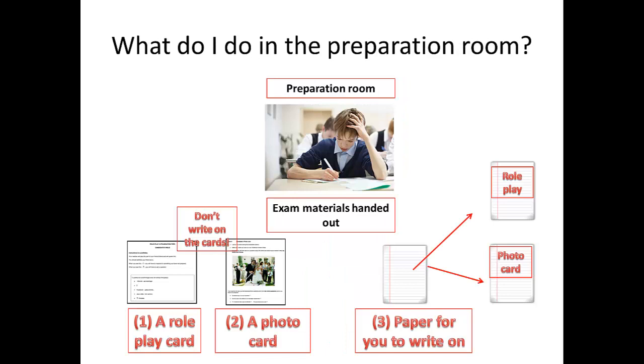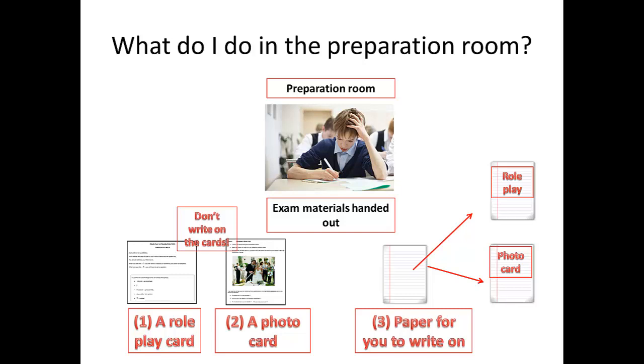In the preparation room, there may be other students there as well, but obviously you'll not be able to communicate with each other. An invigilator will give you 2 stimulus cards, and each has 2 sides. Firstly, a role play card, that'll be one of 9 available. Then a photo card, again one of 9 available. And you'll also have an additional answer sheet where you're allowed to make notes, because you're not allowed to write on the cards. Now, we strongly recommend that you use one side of this for the role play and the other for the photo card.